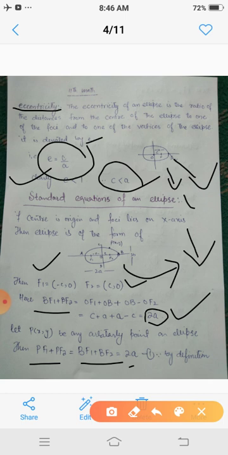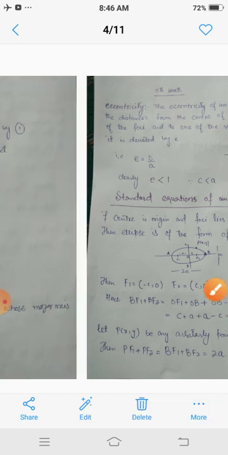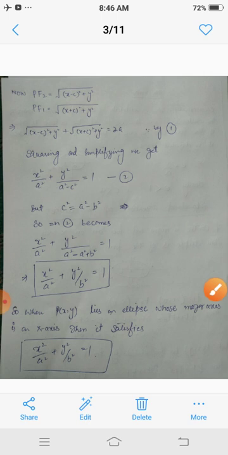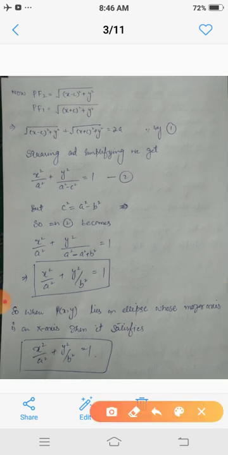Now the coordinates of P are (x, y), of F1 are (minus c, 0), and of F2 are (c, 0). So we will calculate PF1 and PF2 by using the distance formula. PF2 equals the root of (x minus c) whole square plus y square, while PF1 equals the root of (x plus c) whole square plus y square, because in F1, c is negative. Substituting, we get the root of (x minus c) whole square plus y square plus the root of (x plus c) whole square plus y square is 2a.